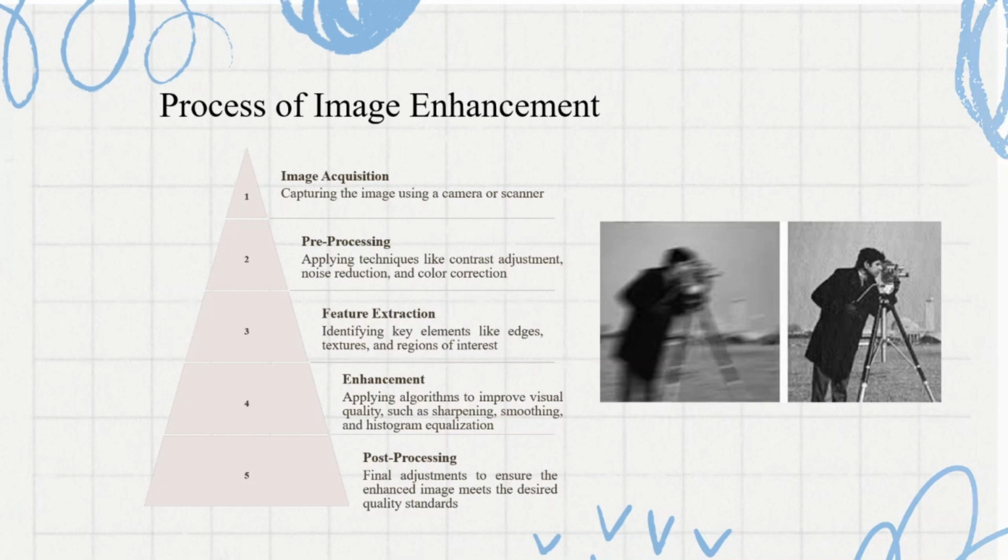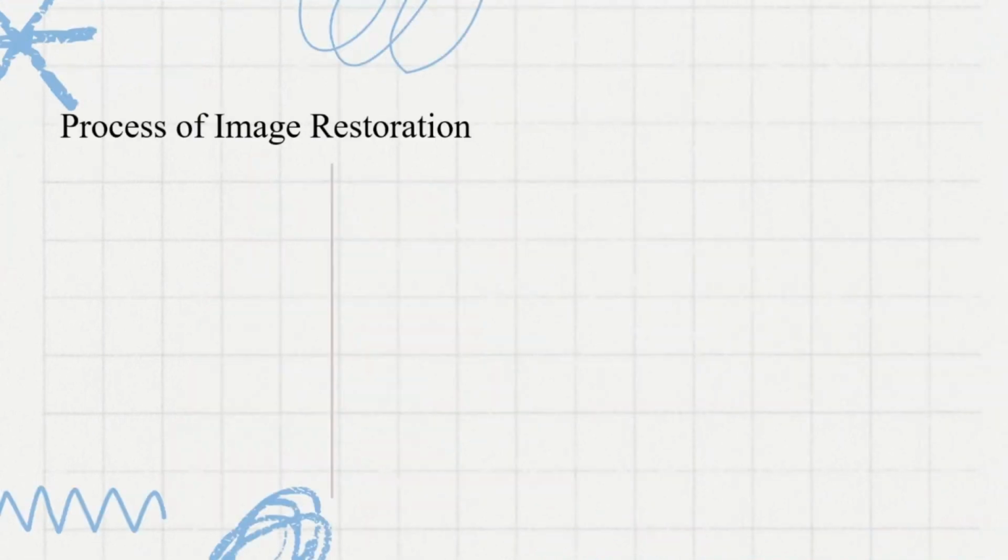Now moving on to the process of image restoration. It involves three steps. Step 1, image acquisition. The first step in the image restoration process is to acquire the degraded or corrupted image. This can be done through various means such as a digital camera or scanner, and the goal is to capture the image in a digital format that can be processed and analyzed.